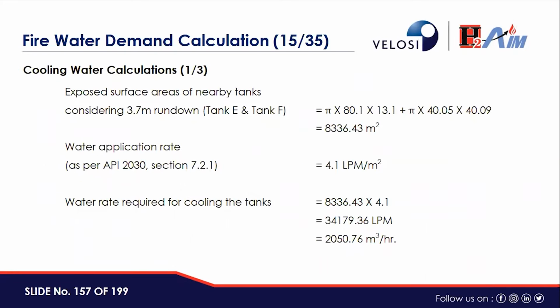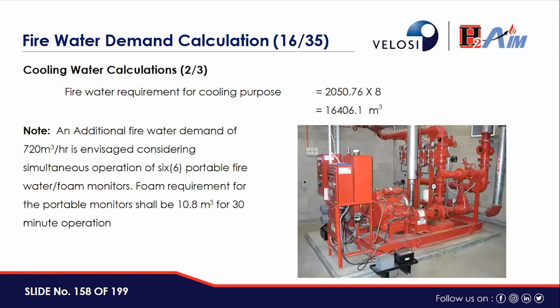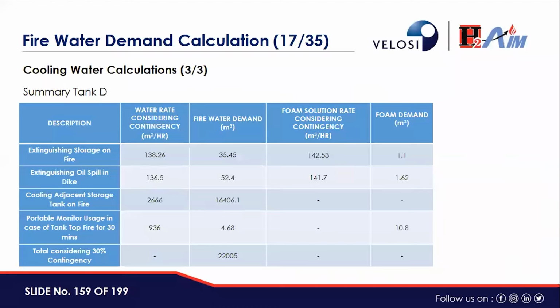For the cooling water calculation for the adjacent tanks, we have calculated by considering 3.7 meter rundown. We have calculated the area and the water application rate as per API 2030 section 7.2.1. We came to know the water rate required for cooling of the tanks: the water application rate multiplied by the total area, 2050.76 cubic meter per hour. Into 8 hours, we will have the fire water requirement for cooling purpose as well. So this was the cooling water calculation summary for tank D.